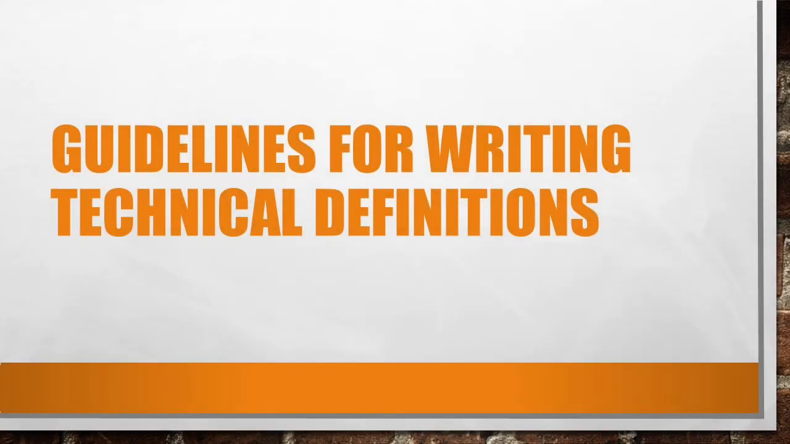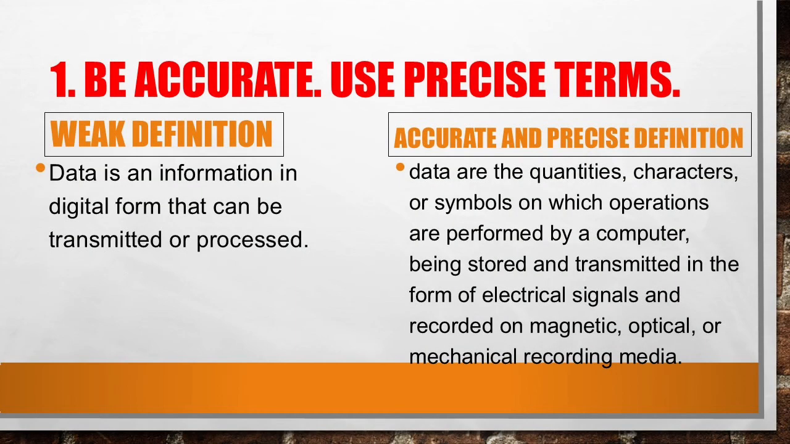So after knowing the meaning of the technical definition, we have here the guidelines for writing technical definitions. This will help you as a learner to effectively write technical definitions in writing your research. First guideline is be accurate or use precise terms. When we say precise, exact, or direct to the point.